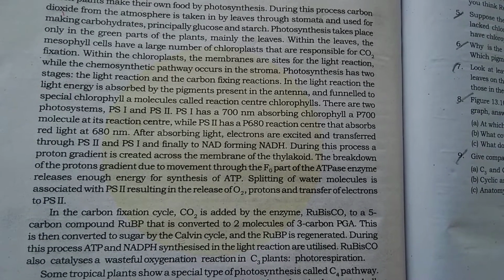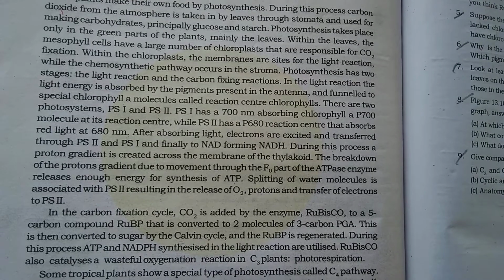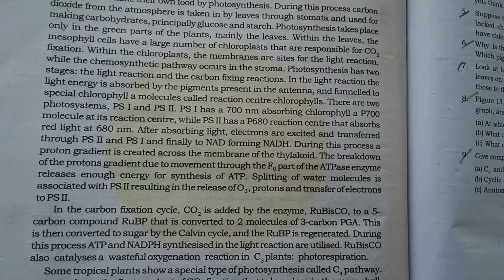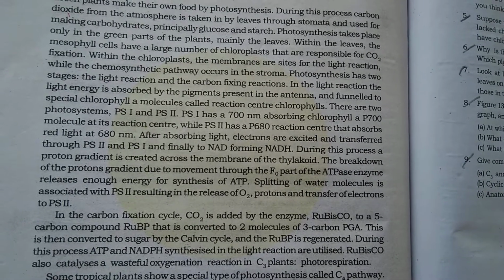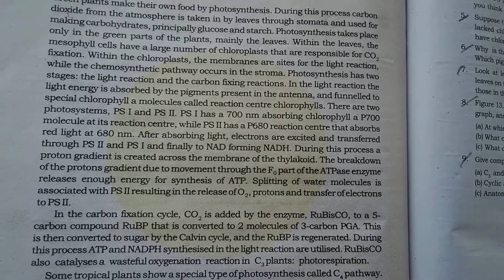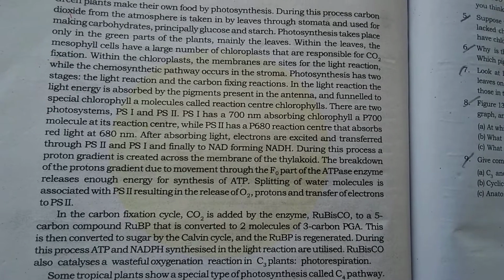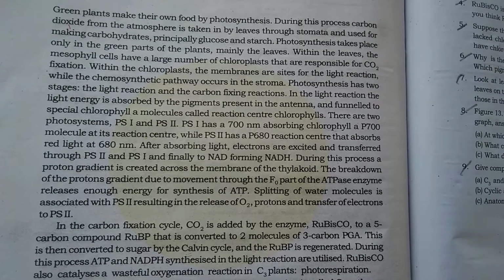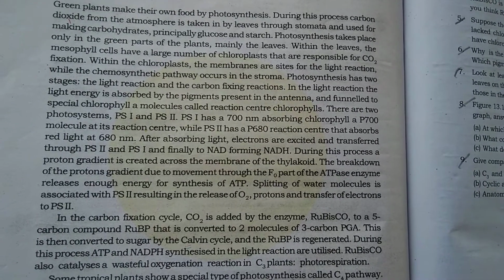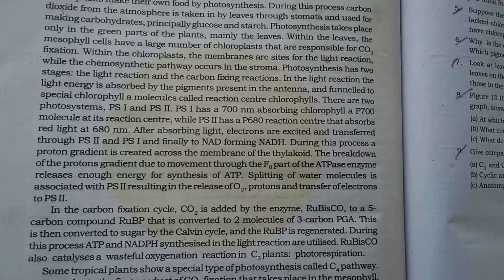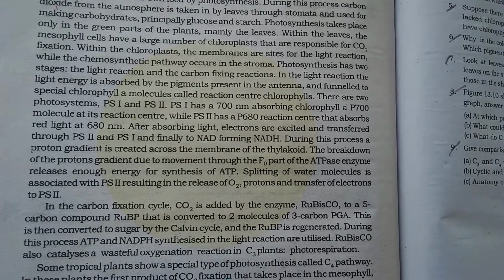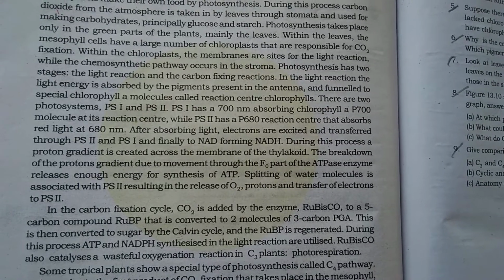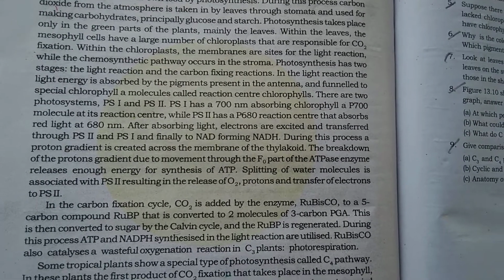In the carbon fixation cycle, CO2 is added by the enzyme RuBisCO to the 5-carbon compound RuBP, which is then converted to 2 molecules of the 3-carbon compound PGA. This is then converted into sugar by the Calvin cycle, and RuBP is regenerated. During this process, the ATP and NADPH synthesized in the light reaction are utilized. RuBisCO also catalyzes a wasteful oxygenation reaction in C3 plant photosynthesis.